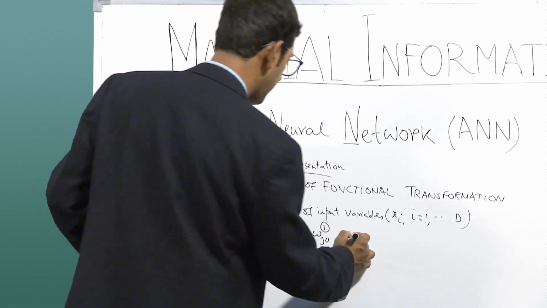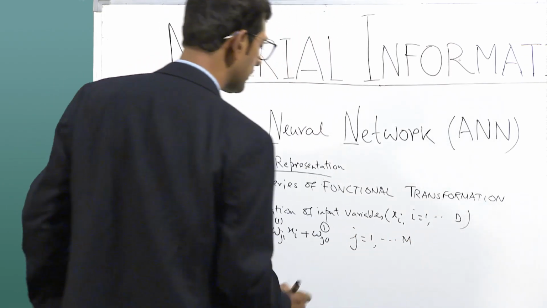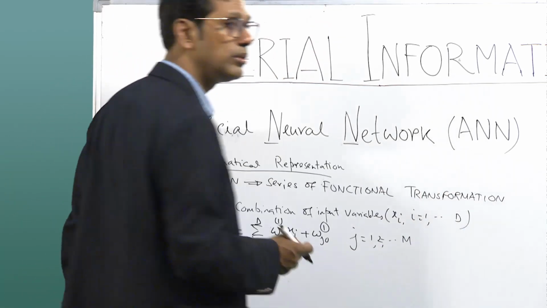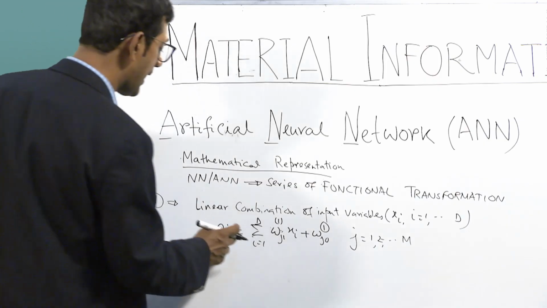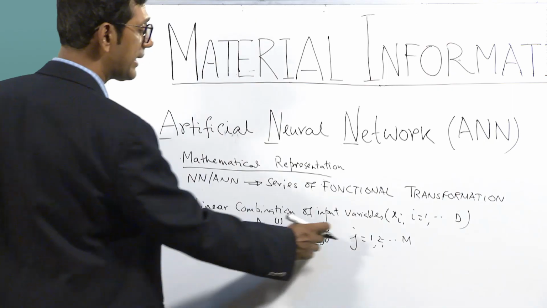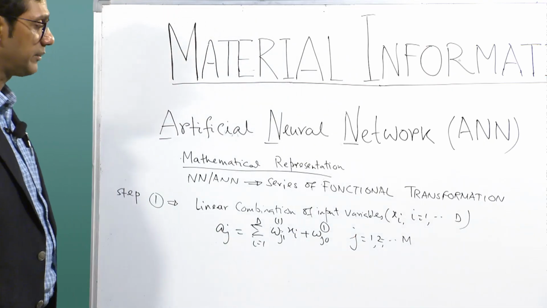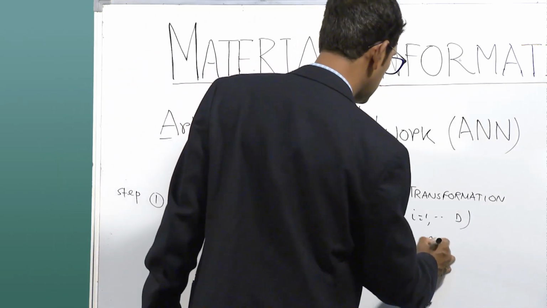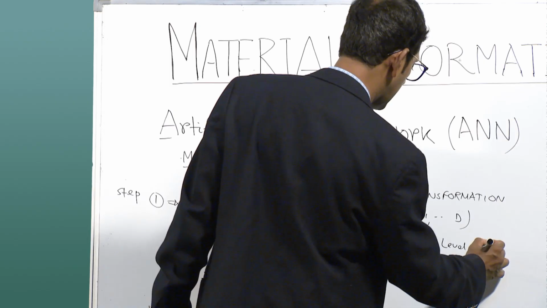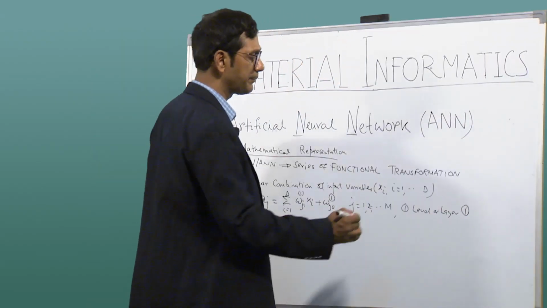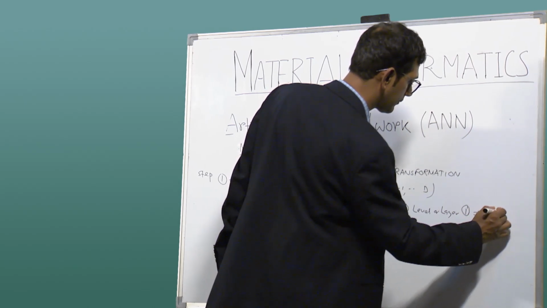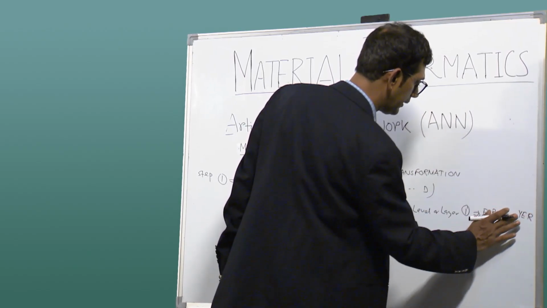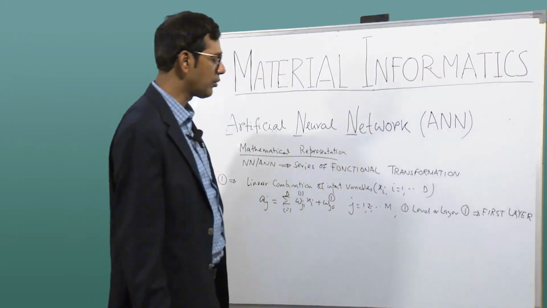So, here j will go from 1 to m, because we are doing a series of functional transformations and these transformations can go up to m. That is why I write it. So, i can go from 1 to d because there are d input variables, but j can go from 1 to m because there are m functional transformations, m different types of transformation possible. Now 1 stands for level or layer 1, that is the first layer in your neural network, that is why 1 stands for that.